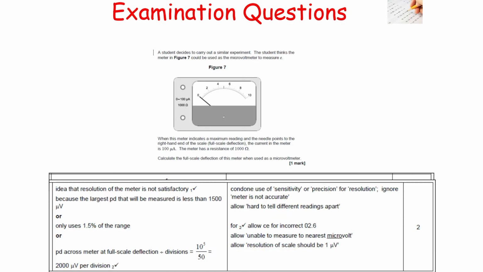Well, no, it's not, because the resolution is not going to be satisfactory, because the largest PD that will be measured will be less than 1500 microvolts. So therefore you're only using about 1.5% of the range. So you won't be able to really use it very sensitively, and it won't get a very good result.